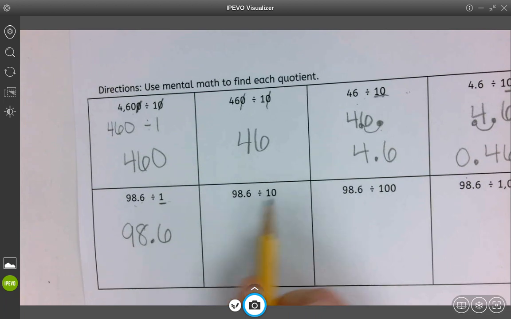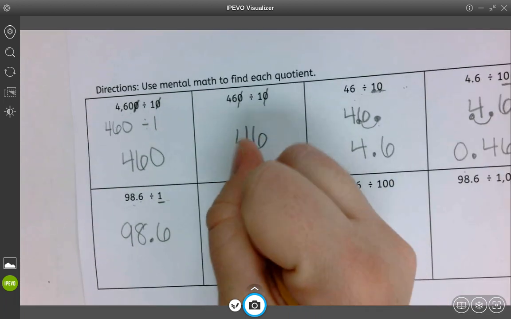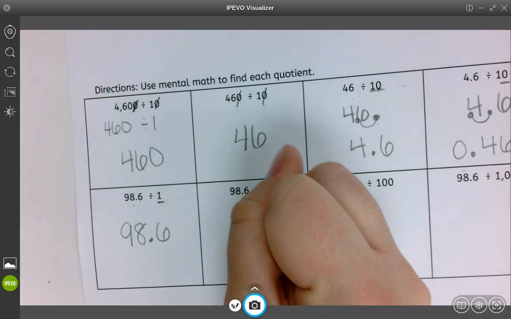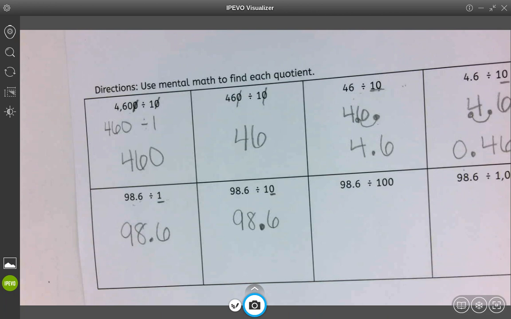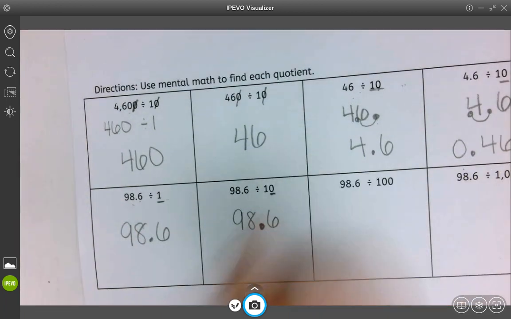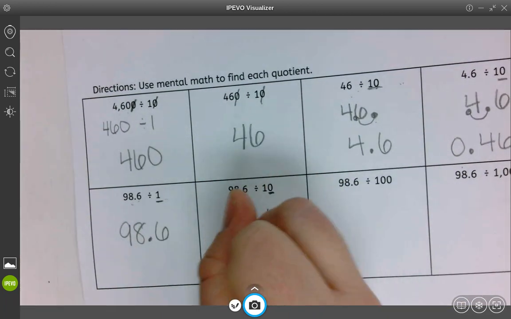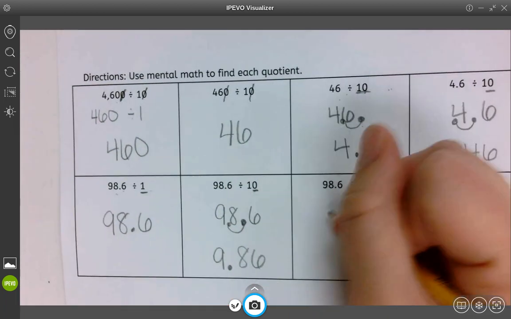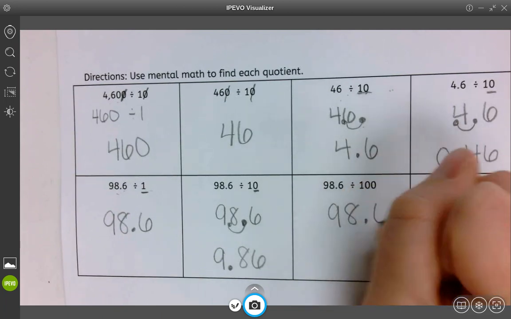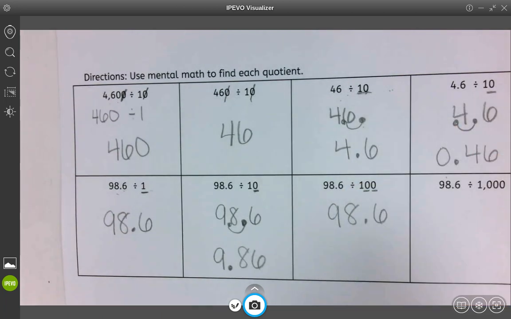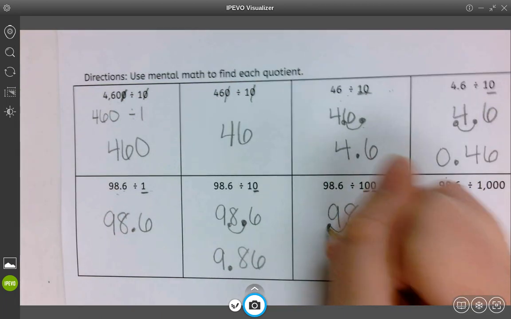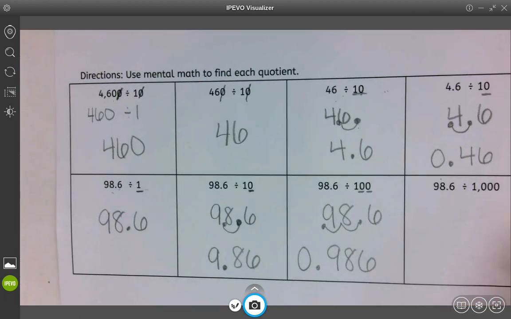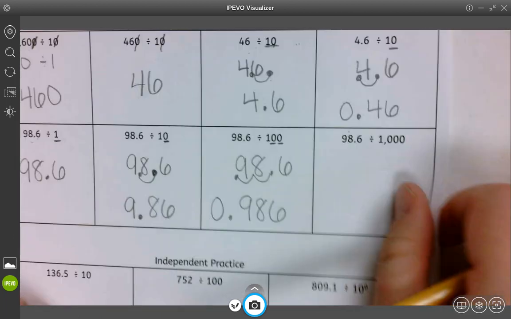If I move on to the next one, I can't do my shortcut again, so I'm going to write that first term, 98.6. There is a decimal given to us, so I can move that decimal to the left 1 time. And I have 9 and 86 hundredths. Okay, again, 98.6. This time I'm moving it twice to the left, once, twice, and I have 0 and 986 thousandths.